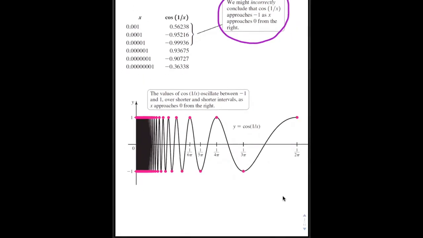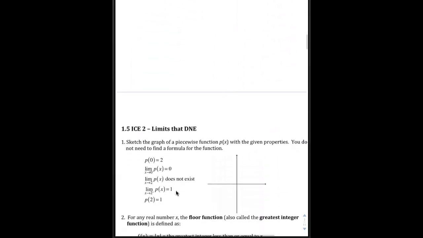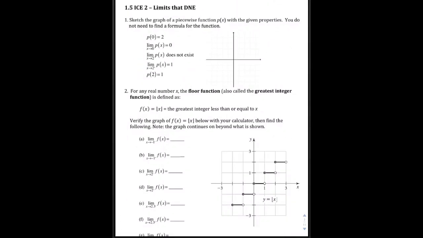Here you can see a pretty clear graph of what's going on. As we look at shorter and shorter intervals, as x approaches 0 from the right, we see the limit doesn't exist. So that's one example where limits don't exist.